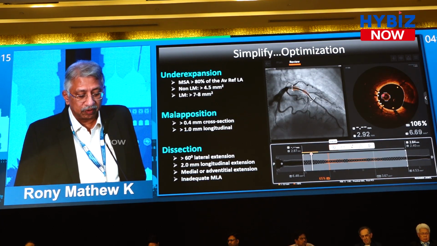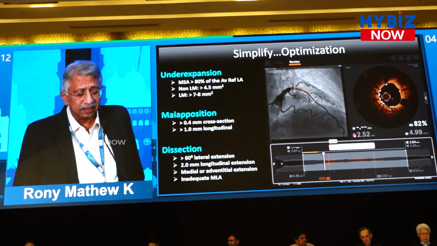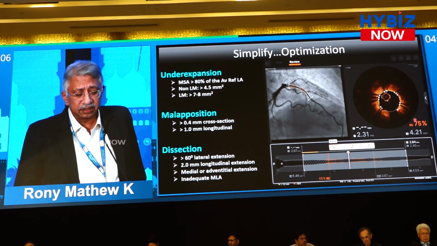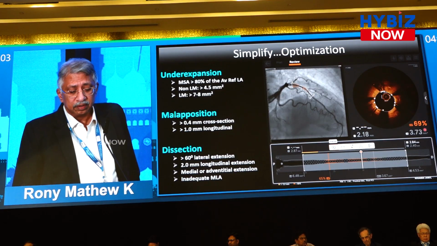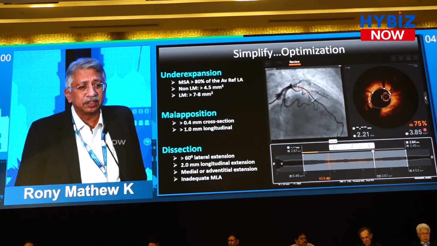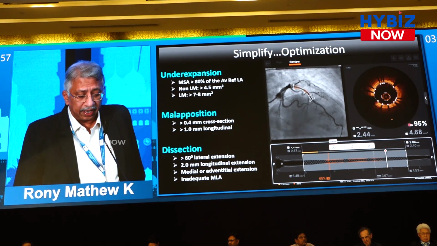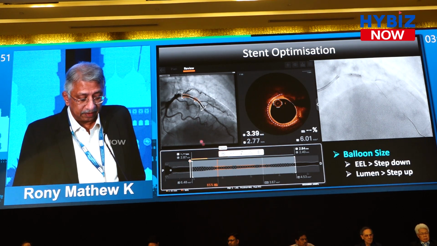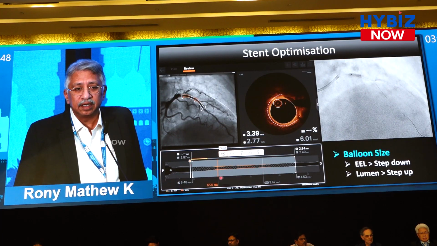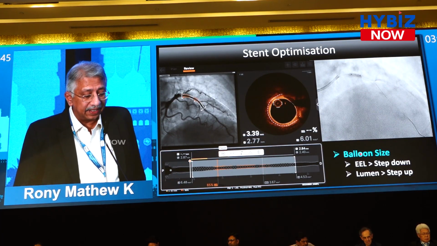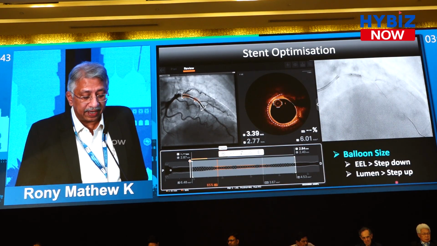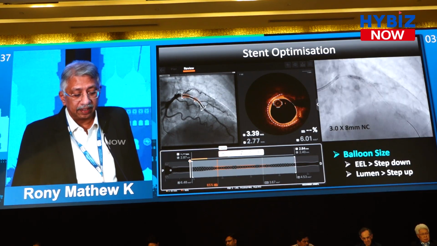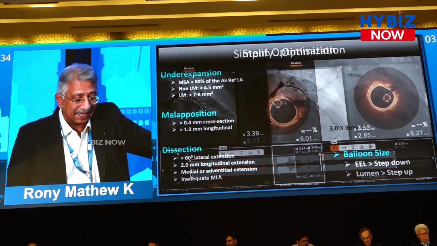See this malposition over here? I'm just running it because though the machine has told you, you can run it, see it, confirm. This is the expansion parameter that is being told to you. So you take 80% expansion or 90% expansion depending on what you want to do, and accordingly go ahead with it. So when you optimize it, again, wherever your under-expanded area is, if you find an EL there, step down on the size, or if you find a lumen there, you step up on the size. So here, we stepped up and went up to a 3 millimeter balloon and tried to optimize it. It's as simple as that.